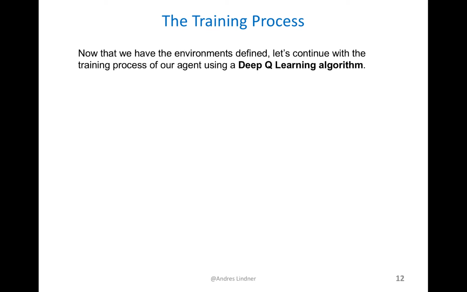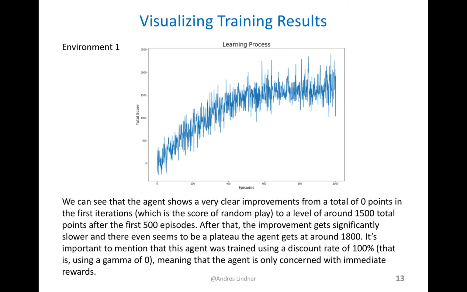Okay, so now that you have the environments, we are going to train the agent on these two environments with a deep Q learning algorithm, and see how it works and see the results for them. So let's show the visualization for the training results for environment number one. We see that the agent seems to learn how to play and improves relatively a lot in 1,000 episodes. Each episode is comprised of the whole game, okay, 200 cycles.